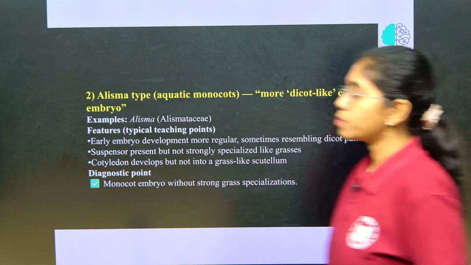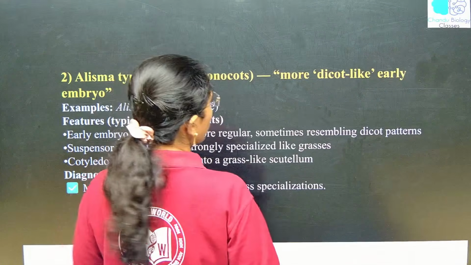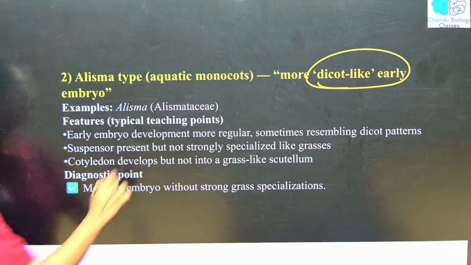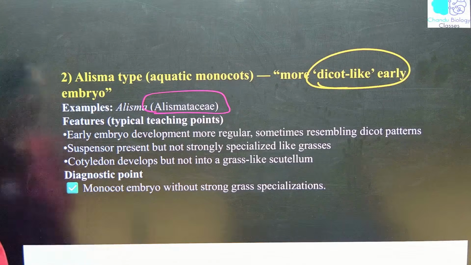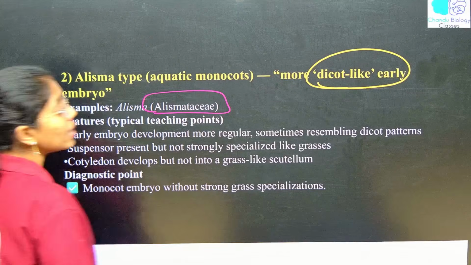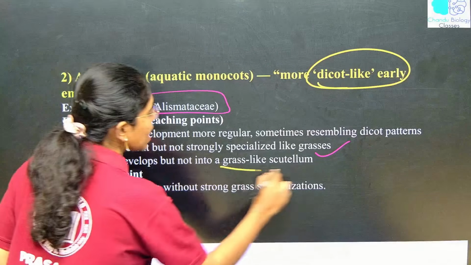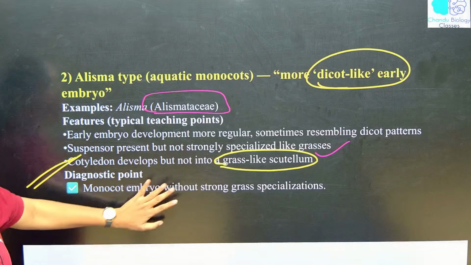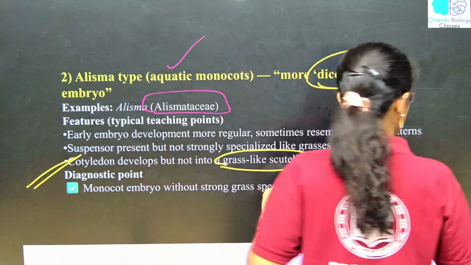Next type is the Alisma type. More like dicot embryogeny, which you will see in Alismataceae, wherein early embryo development is regular, which resembles dicot patterns. Suspensors are present but not strongly specialized like in grasses. Cotyledon develops but not into a grass-like scutellum. Okay, what is the main point to be observed? Monocot embryo without strong grass specializations, that you will see in the Alisma type. Mostly in aquatic monocots you will observe this.